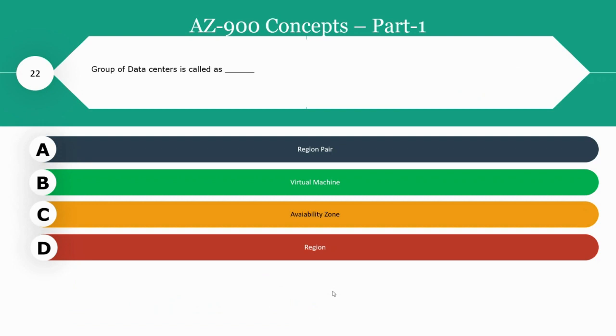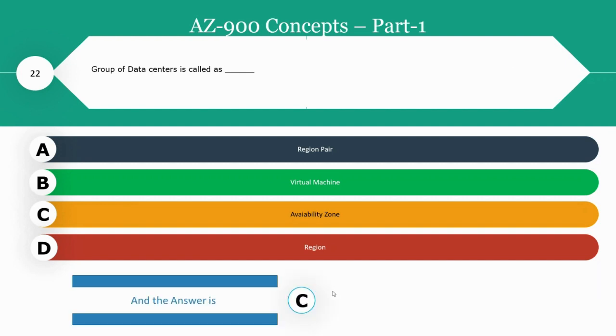A group of data centers is called as: option A, region pair; option B, virtual machine; option C, availability zone; option D, region. This we discussed in the previous question. So the right answer will be option C, that is availability zone.